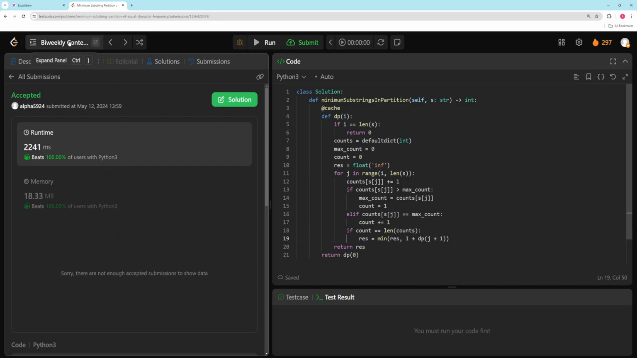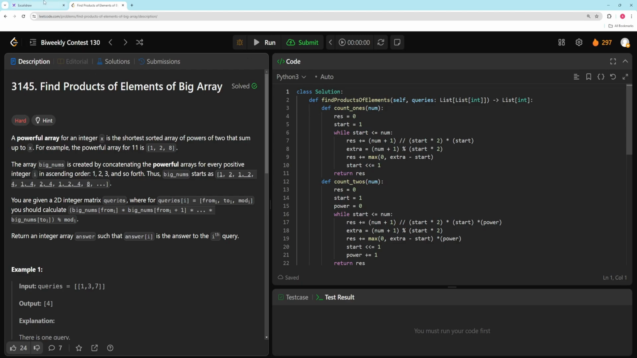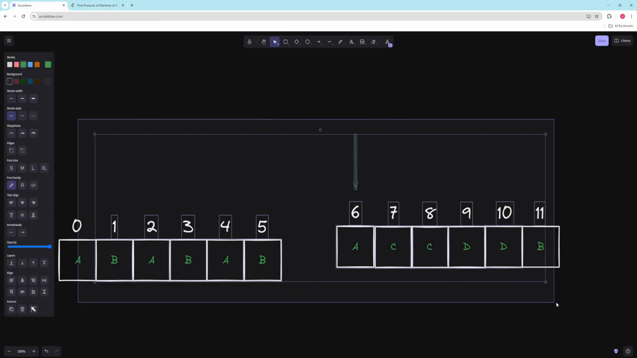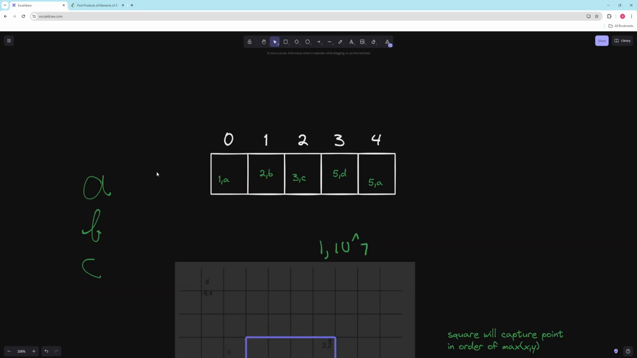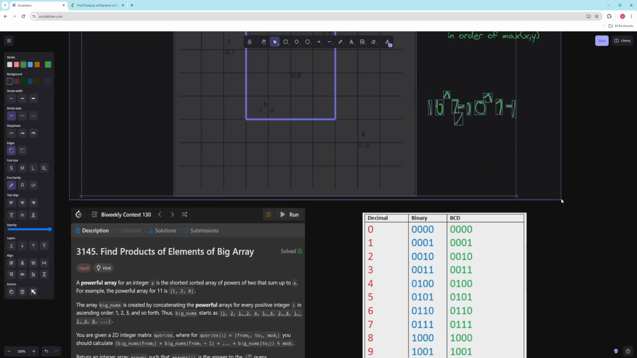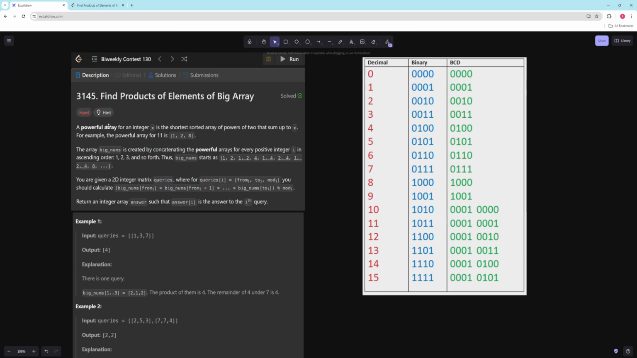And yeah, maybe you can do some faster stuff, but okay, this is a really hard one, and I should have an explanation for this. Honestly, it takes a while to even figure out what they're talking about, but there's a lot here. So let's get rid of all this. Okay. So here, you have a powerful array for an integer, which is the shortest sorted array of powers of 2 that sum up to x.